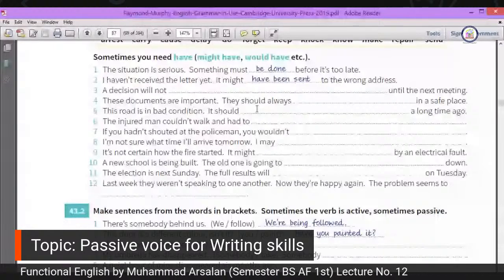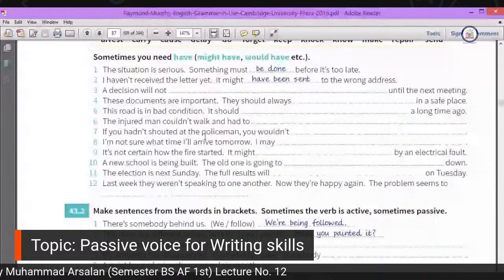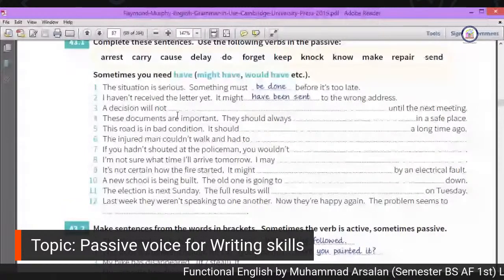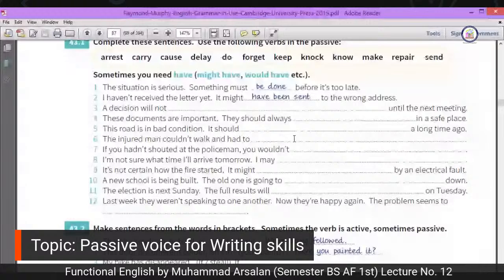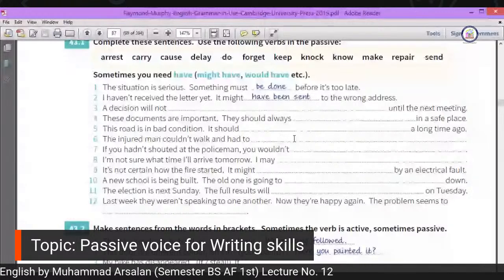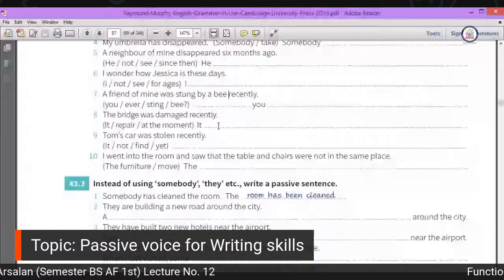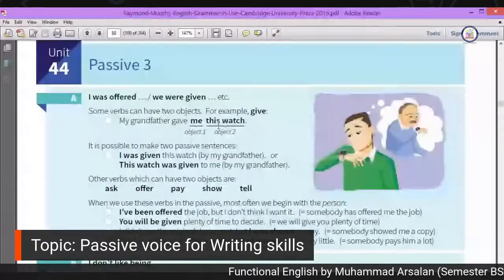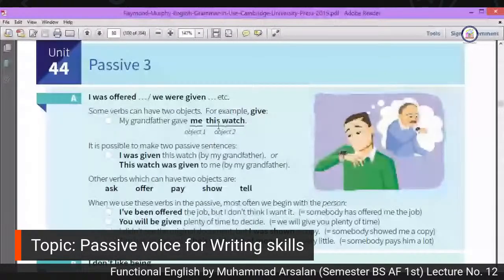If you hadn't shouted at the policeman, you would not have been in this situation. You would not have been arrested. So you can use passives in different ways. Now here we go. We are moving towards the end of the session.